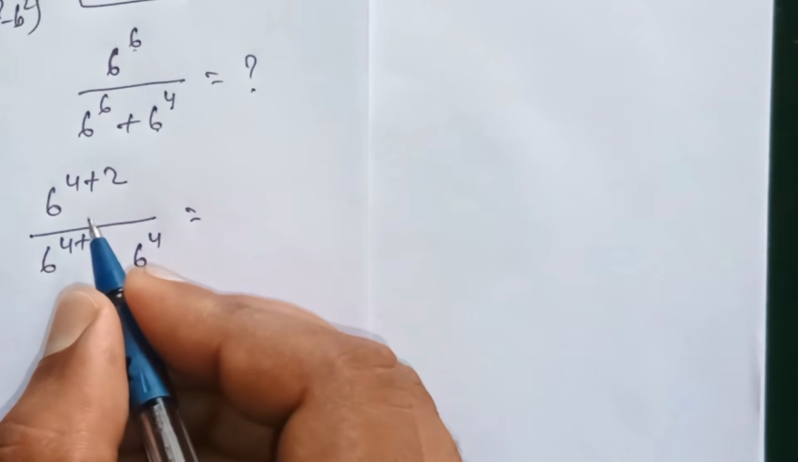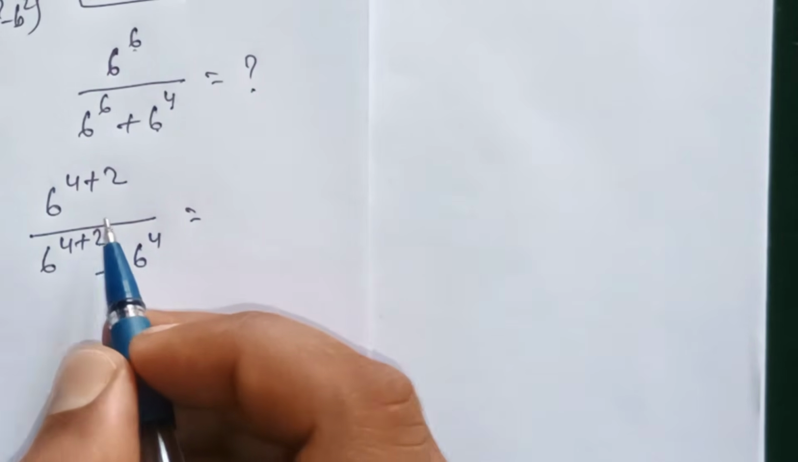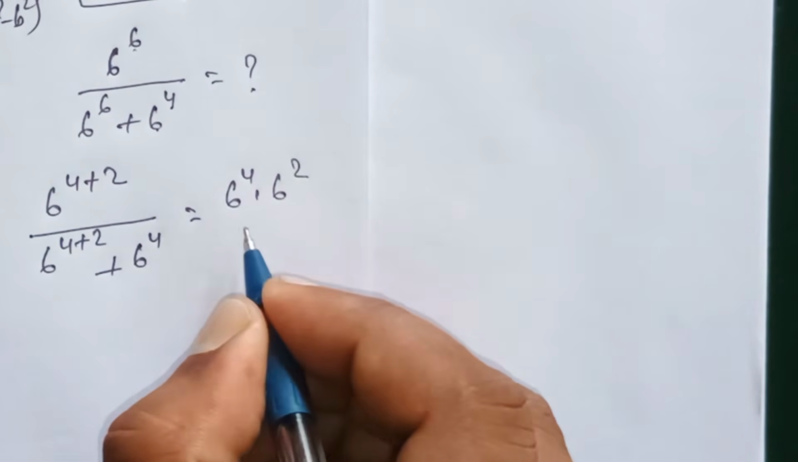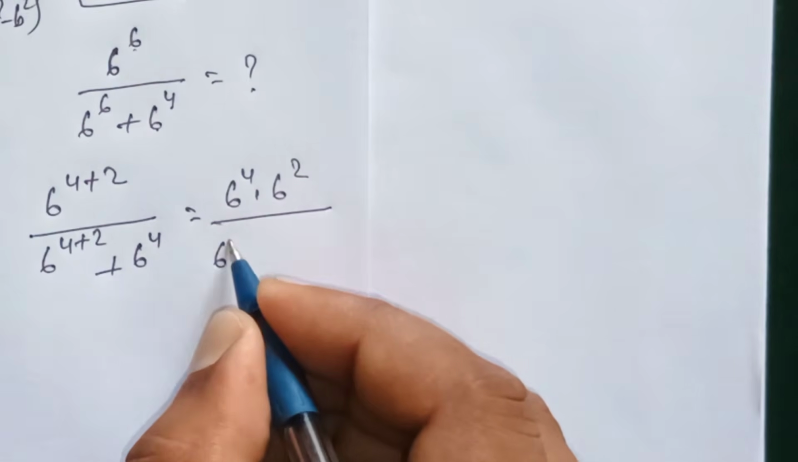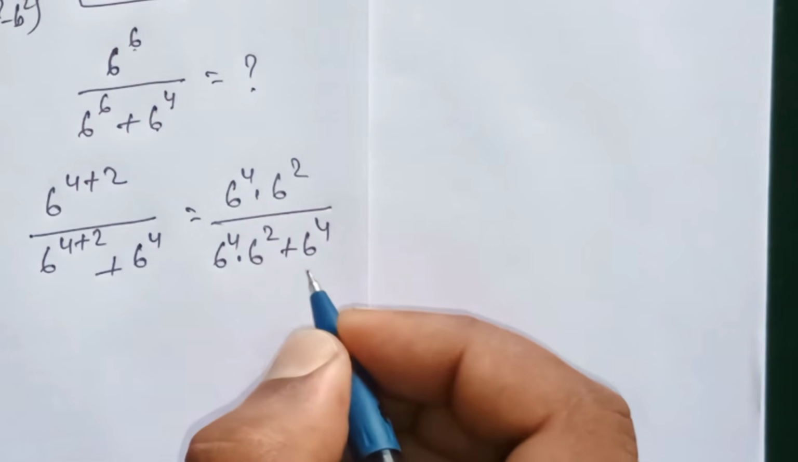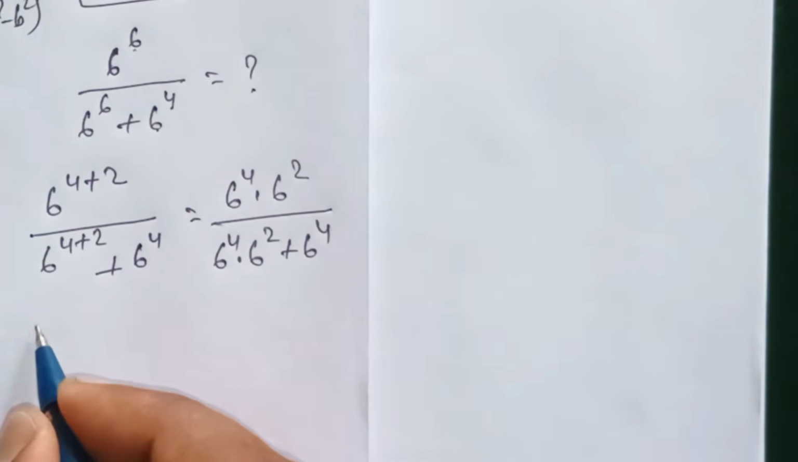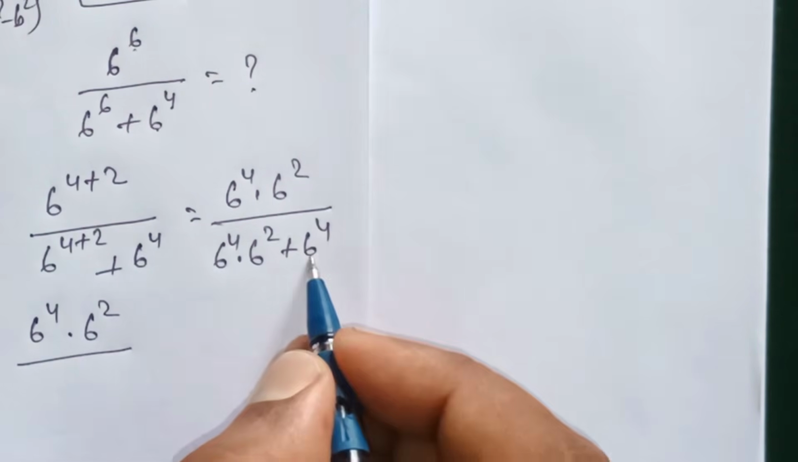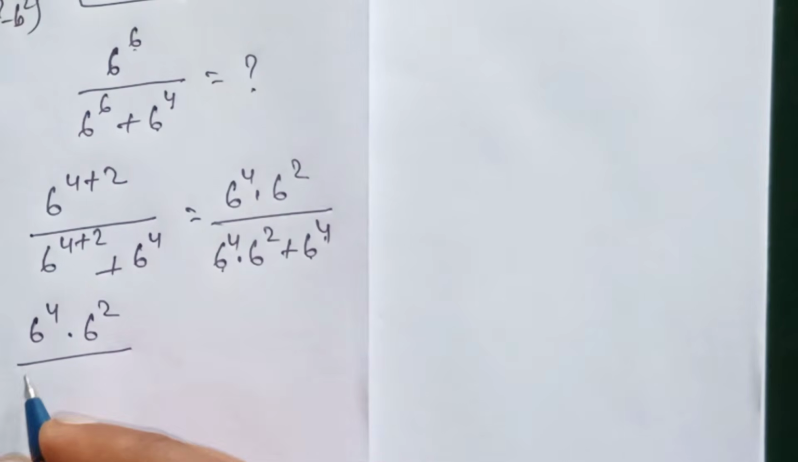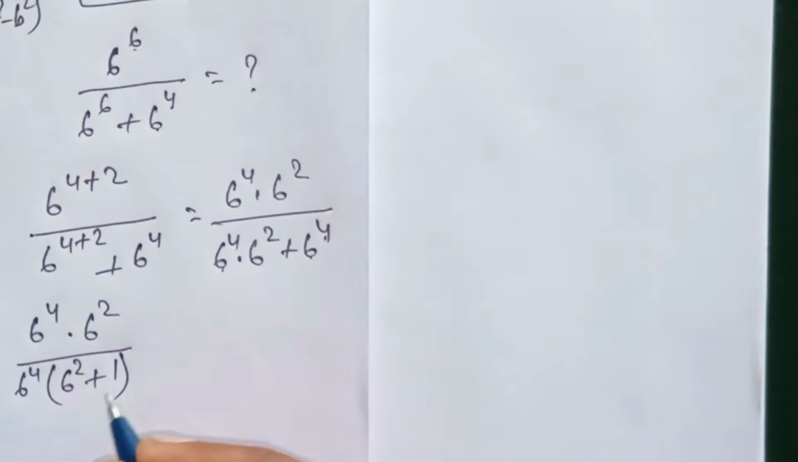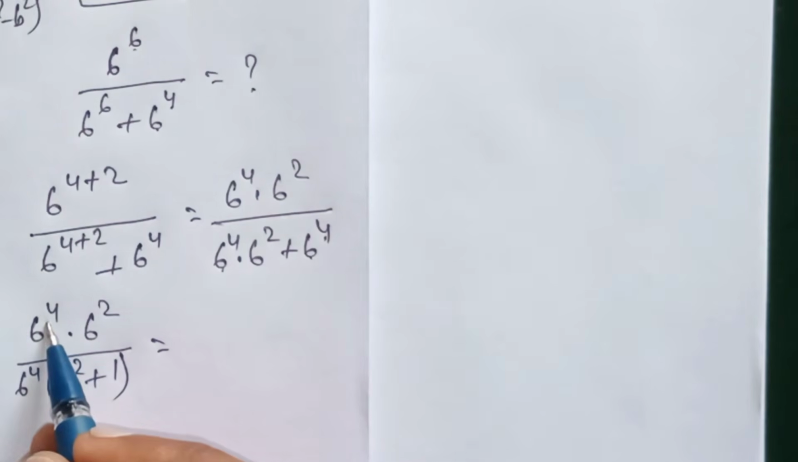Here is an algebraic problem, here the exponential rule applies. See here 6 power 4 into 6 power 2 divided by 6 power 4 into 6 power 2 plus 6 power 4. Here 6 power 4, 6 power 4, take common. Left it 6 power 2, here left it 1. So here 6 power 4, 6 power 4, cancel.